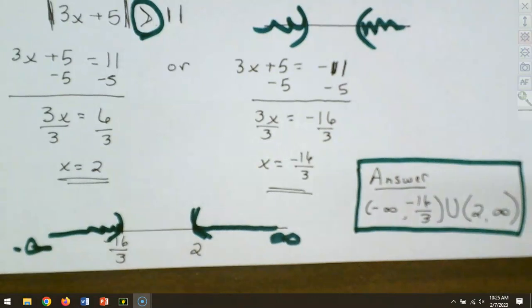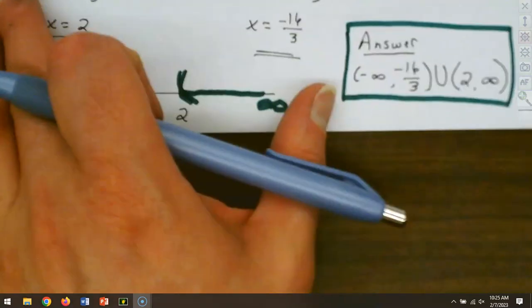We'll do a couple more just to make sure we know how to graph these. And then we'll look at some of the special cases that have either no solution or an infinite number of solutions. So let's look at a couple more.